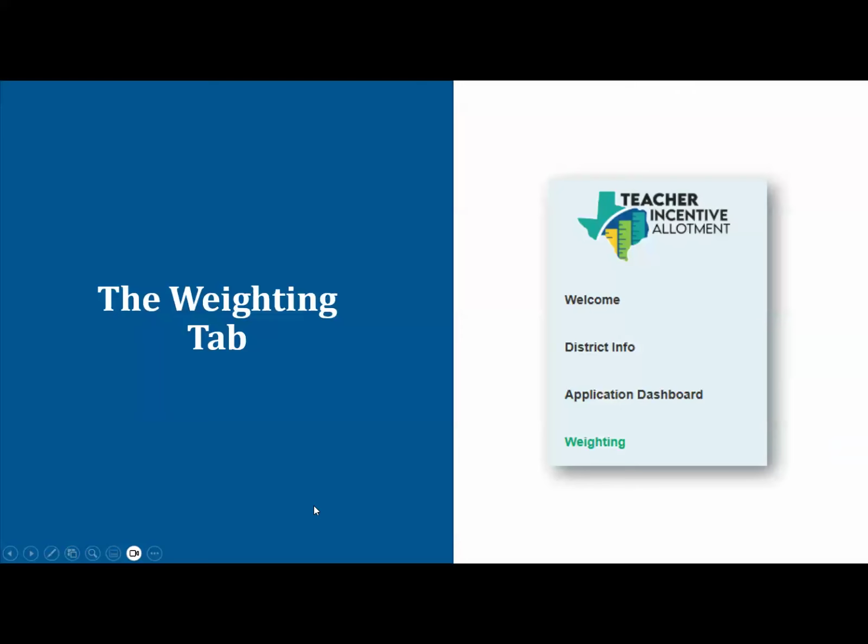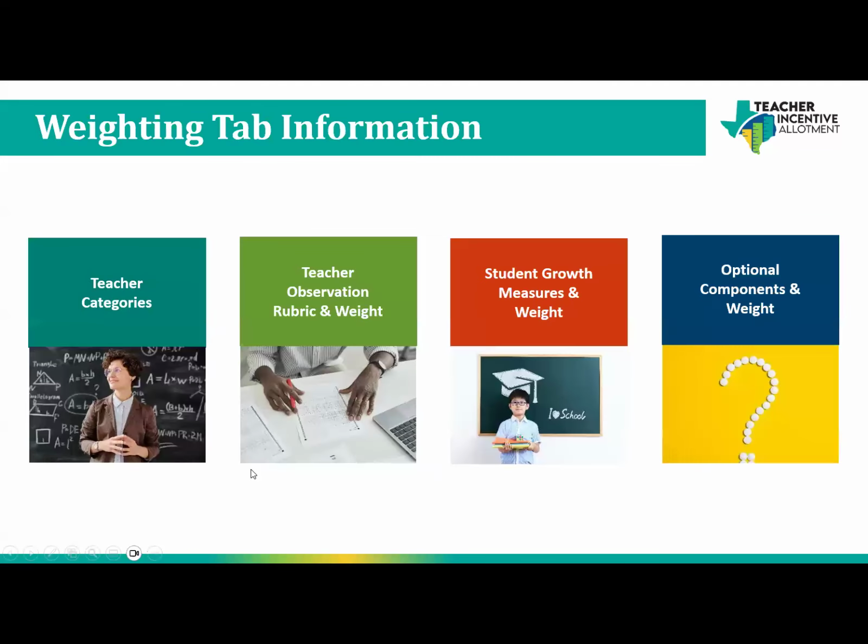So now we're going to move to a tour of the online portal itself. This is very exciting. The weighting tab is the first one we're going to talk about, and it has several bits of important information on it. First, it has your teacher categories. Which teacher categories are you going to include? It also has your teacher observation rubric and the weights that you want to assign to that teacher observation rubric. You will also let us know which student growth measures you want to use at which percent weight for all the categories that you include. And finally, there's an optional components tab that you can use if you want, and the weights you assign to that.